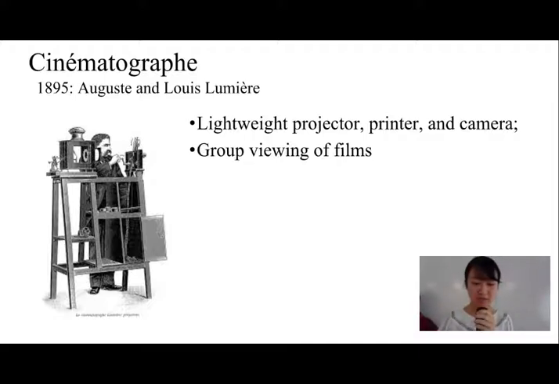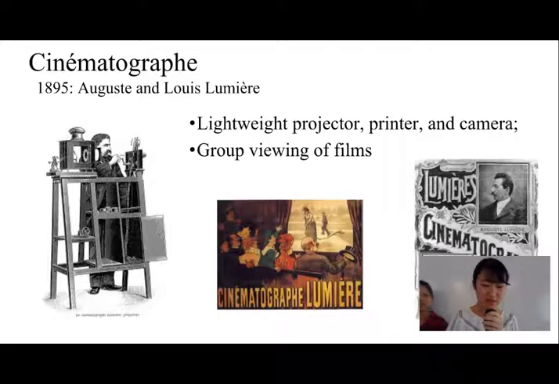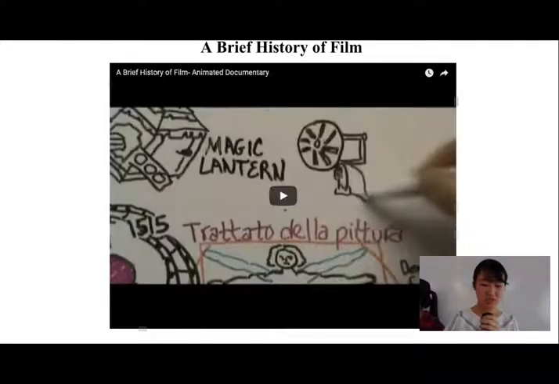However, it was the invention of two brothers, August and Louis Lumière. In 1895, the brothers patented the cinematograph, a lightweight film projector that also functioned as a camera and printer. Let's watch a video about them.